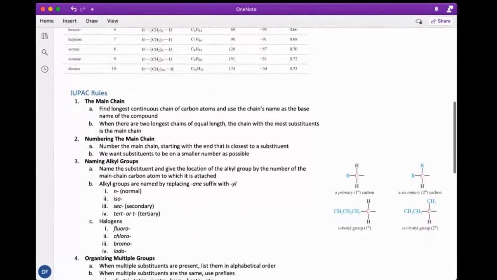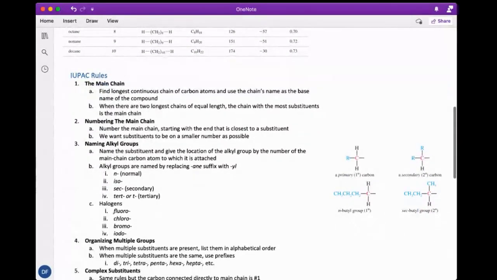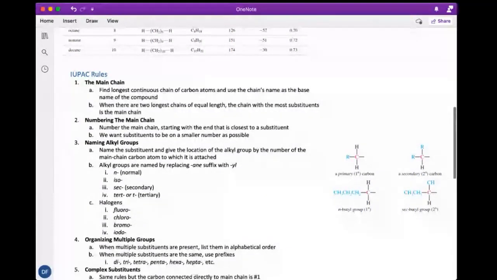So step 1 is the main chain. What you have to do is find the longest continuous chain of carbon atoms and use that as the base. If two chains are equal length, then the one with the most substituents is the main chain. I'll go over some examples later.